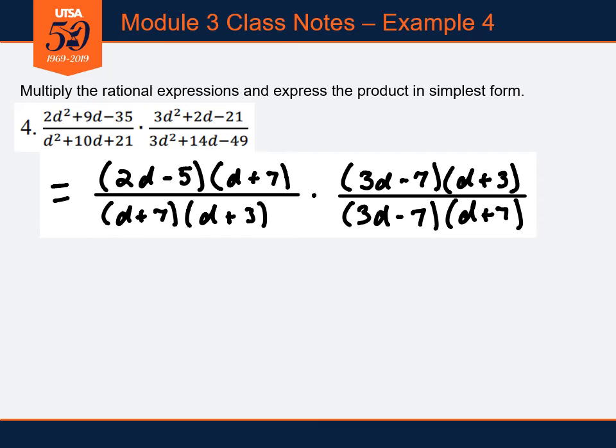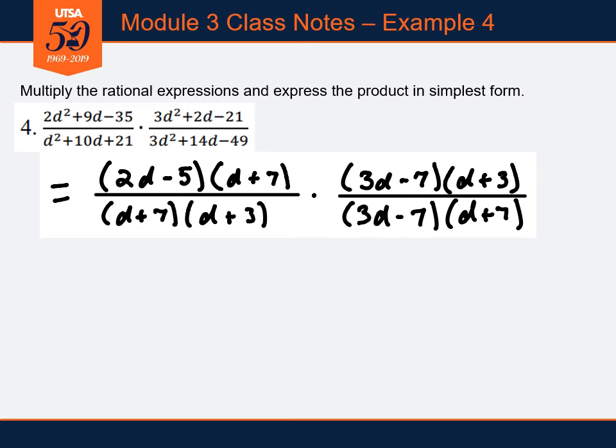The numerator of the first fraction factors to 2d minus 5 times d plus 7. The denominator, d plus 7 times d plus 3. The numerator of the second fraction factors to 3d minus 7 times d plus 3. And the denominator of the second fraction, 3d minus 7 times d plus 7.